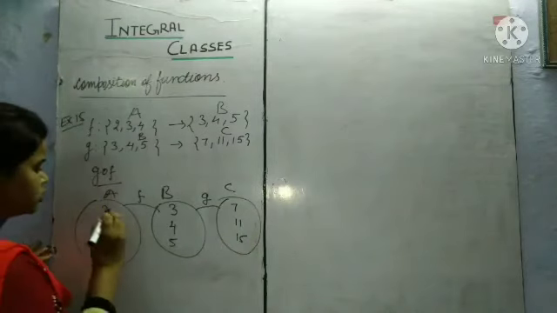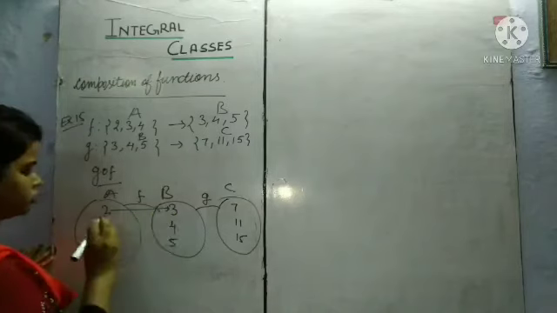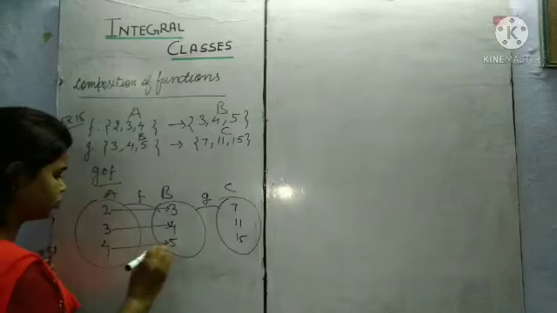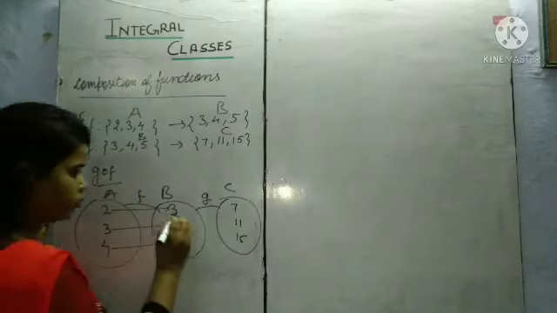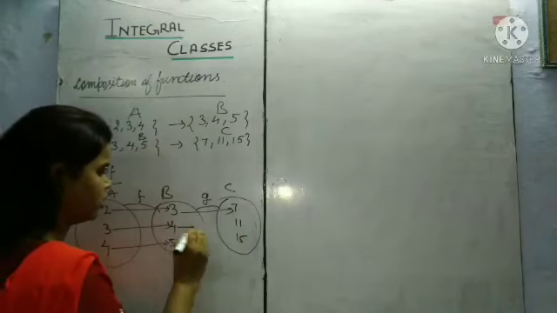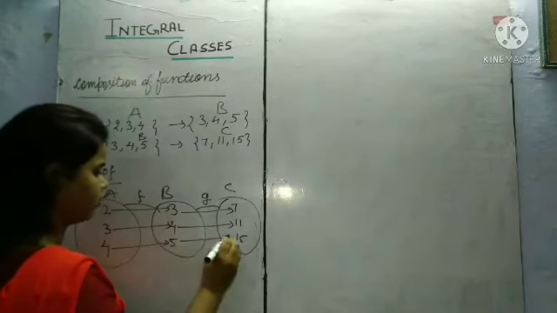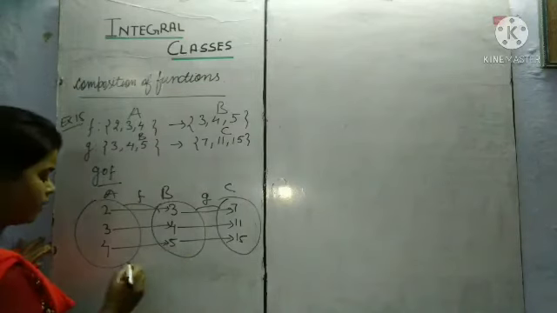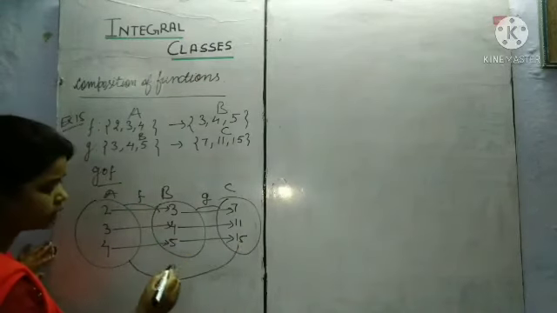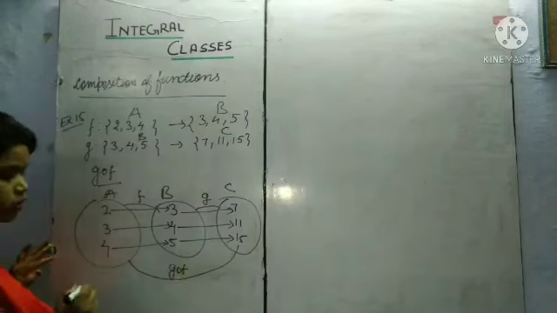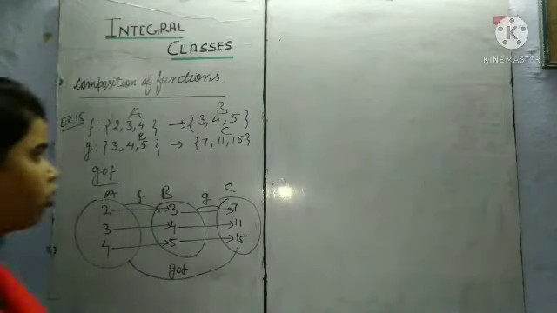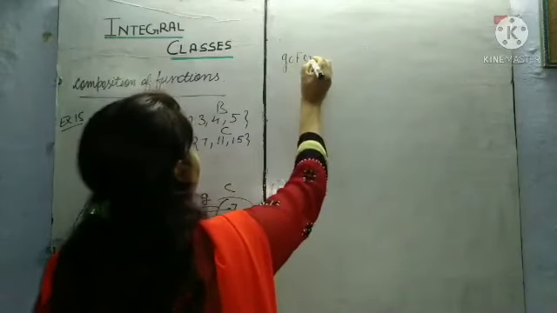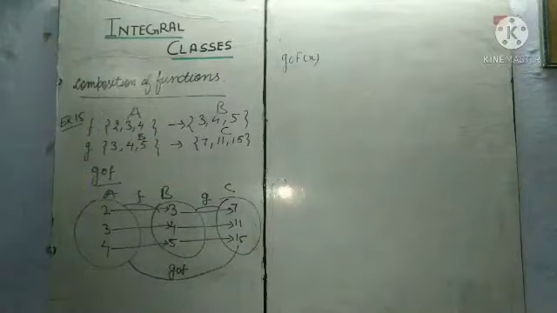Now suppose f maps 2 to 3, 3 to 4 and 4 to 5. And g maps 3 to 7, 4 to 11 and 5 to 15. So how can we find this by the Venn diagram? What is the value we will find here? g o f, that is g of f of x.